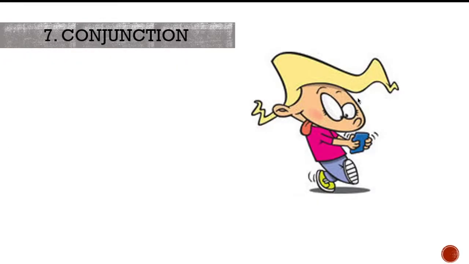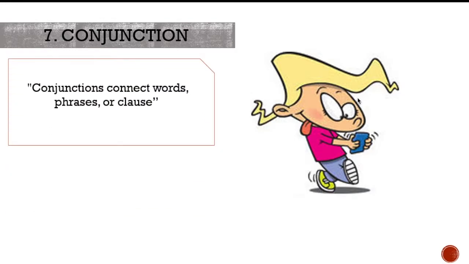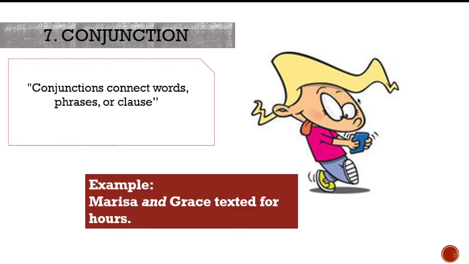Next is the conjunction. A conjunction connects words, phrases, or clauses. For example, Marissa and Grace texted for hours. The conjunction and connected the subject Marissa to the clause Grace texted for hours, explaining the event better. Now you know who Grace texted for hours. And is not the only conjunction. In order to remember them all, just recall fanboys. For, and, nor, but, or, yet, so.